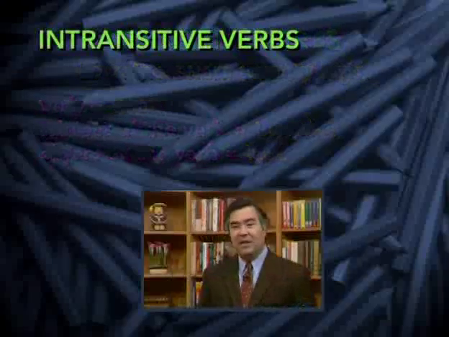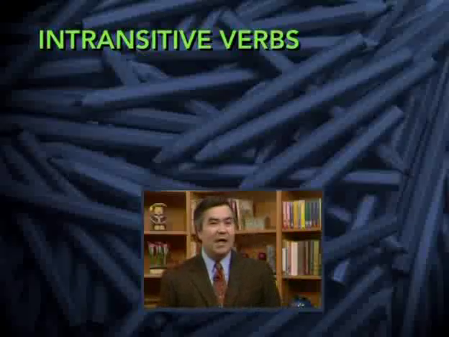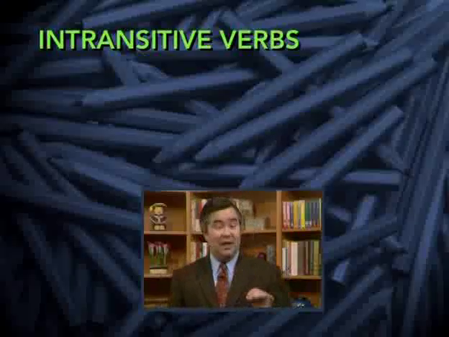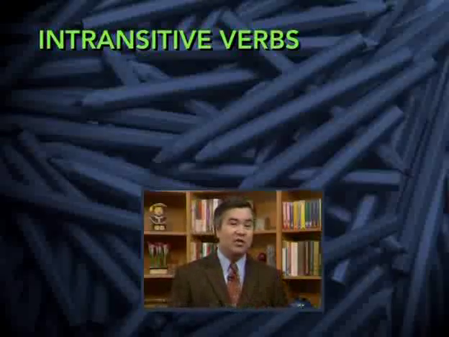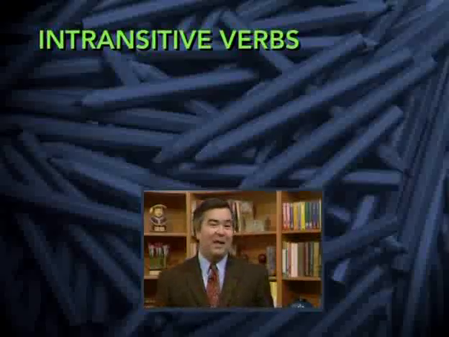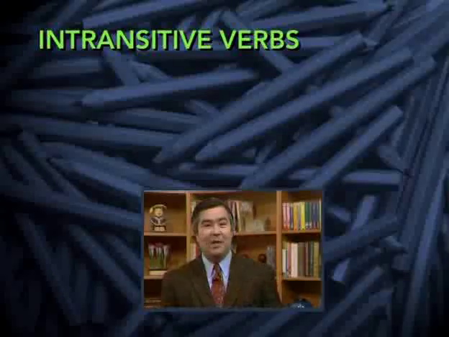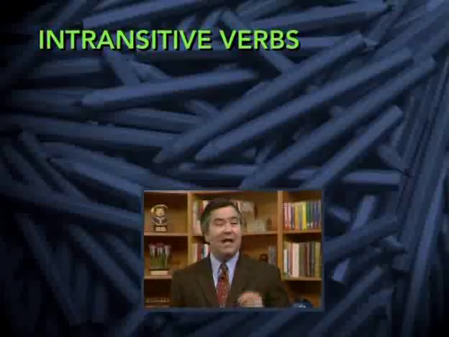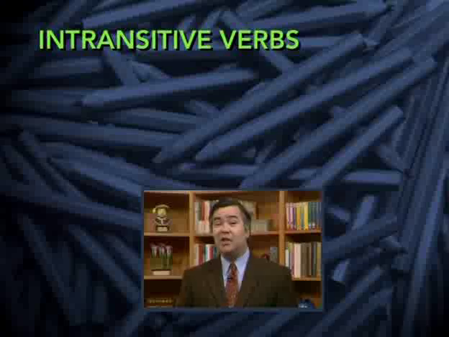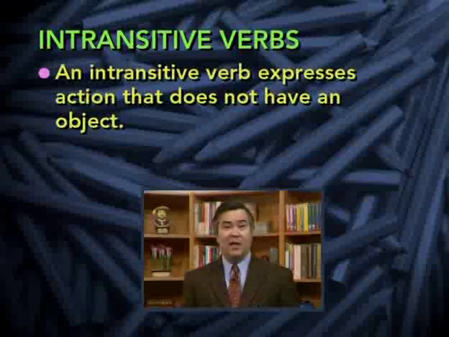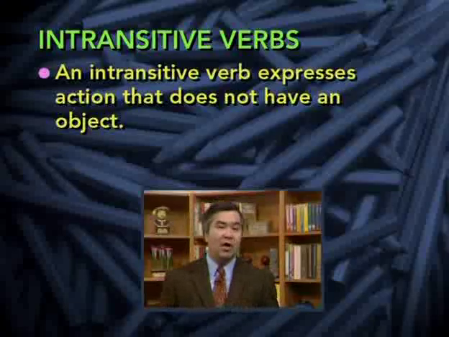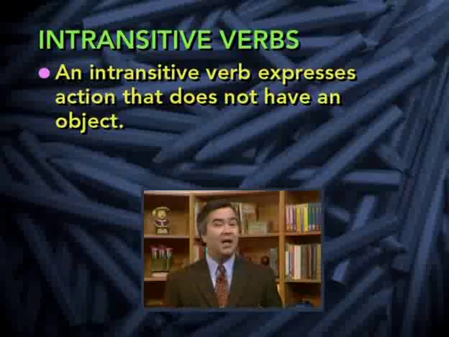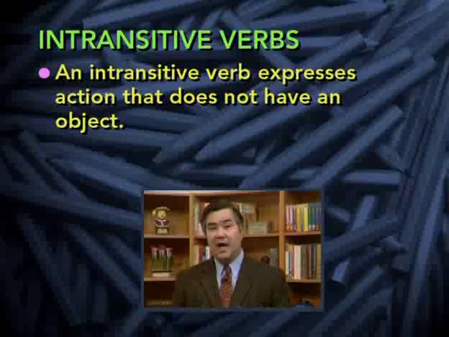Now, the second type of verb is an intransitive verb. As you may know, the prefix in English usually means not. It takes the meaning of the word and reverses it or negates it. So you might be able to guess that an intransitive verb is a verb that is not transitive, and that's exactly right. Here's the definition. An intransitive verb expresses action that does not have an object. We saw a moment ago that a transitive verb has an object which receives the action of the verb. An intransitive verb doesn't have such an object.